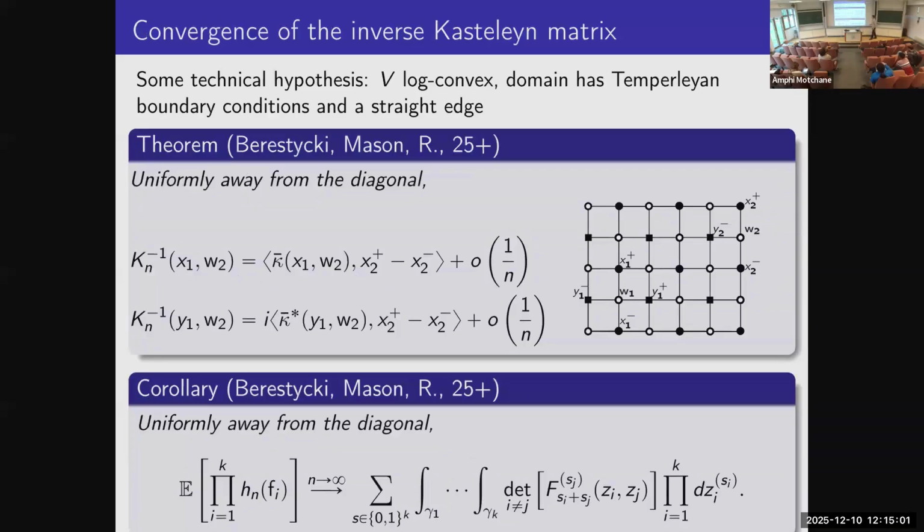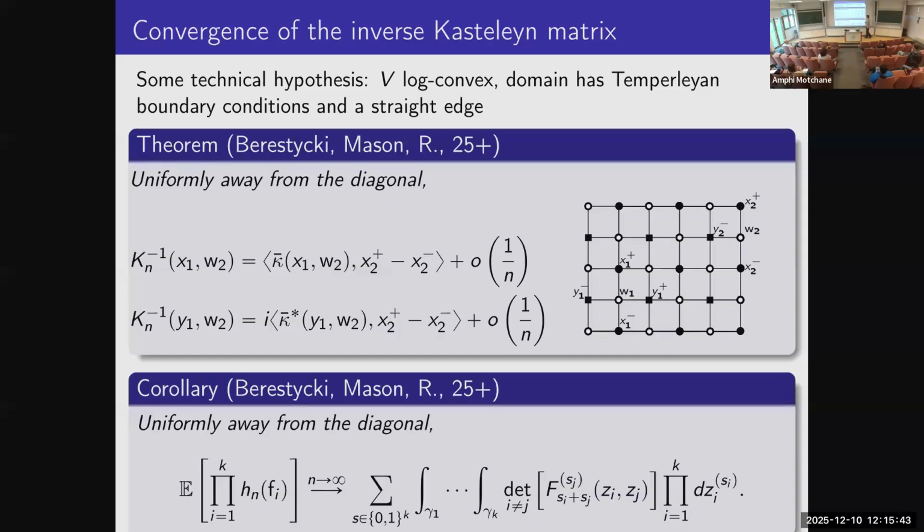Okay, so here is what we are capable of proving for this model. We need some technical hypotheses. For example, the fact that V is log convex, so that's the fact that the mass I was showing you before is positive. We need that the domain has Temperleyan boundary conditions, which I mentioned earlier. And we also need that the domain has a straight pattern like this. Actually, this is not very important in the end because we have some conformal covariance results, but at least for this result, we need this.